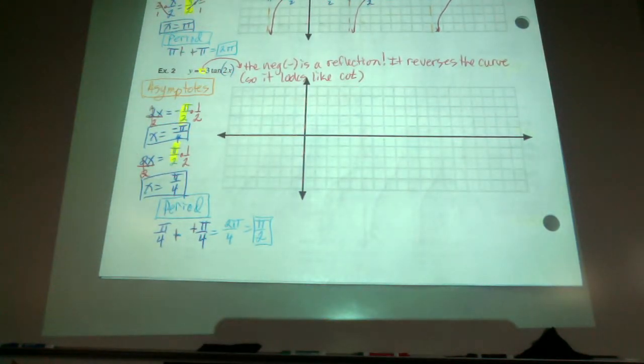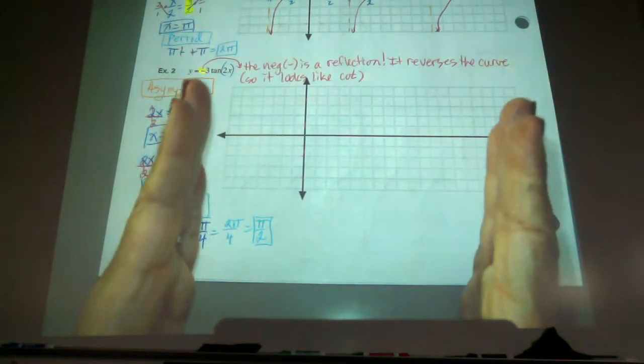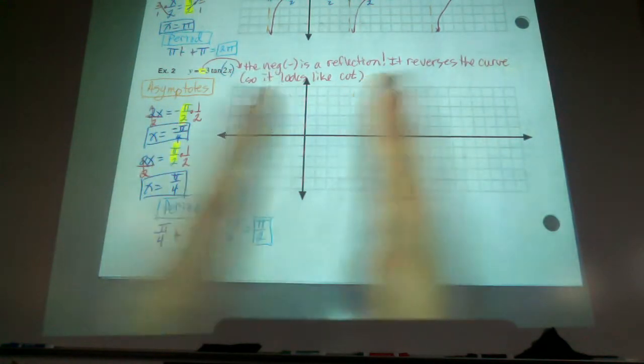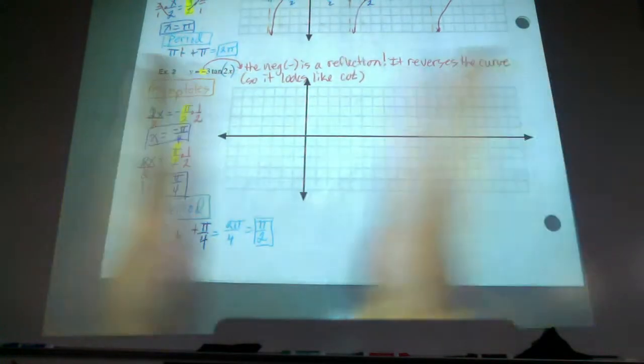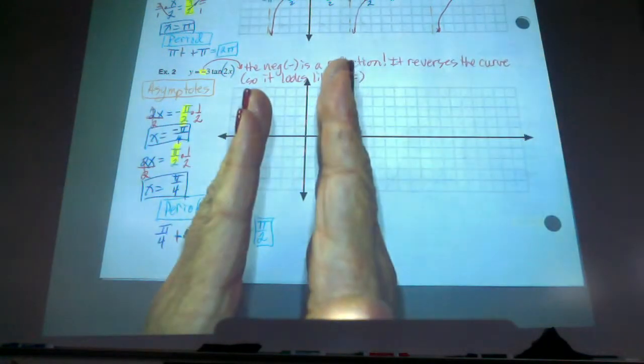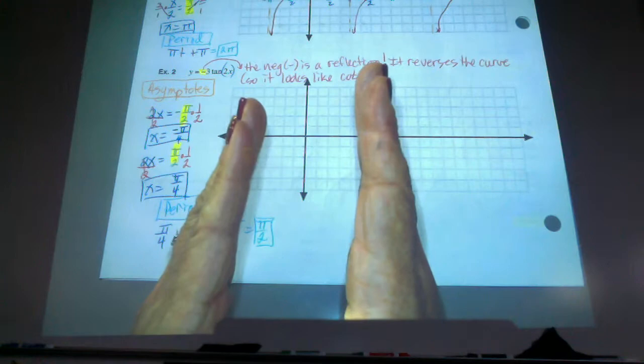So what's happened to my period? It went from what to what? What's the normal period for tangent? Pi. So we went from pi to 2 pi. So what is this that's happening? A horizontal shrink. Now a horizontal shrink is going to have the same effect as a vertical stretch.